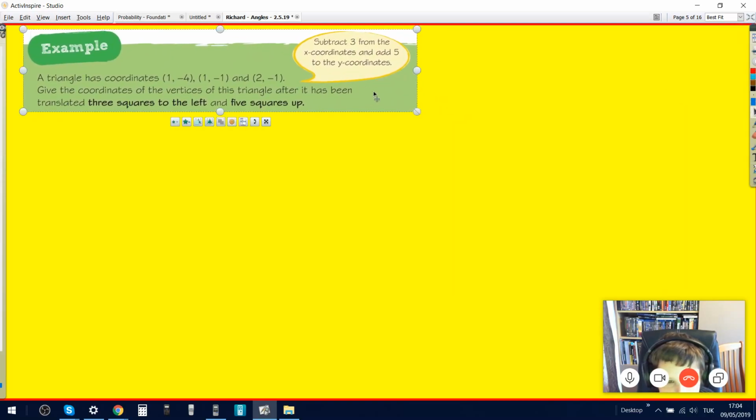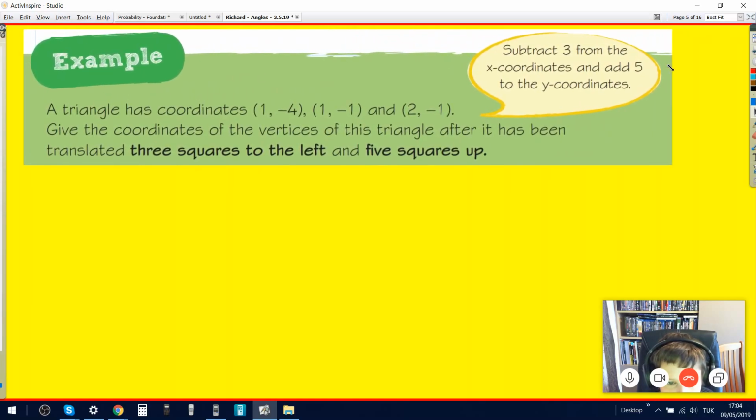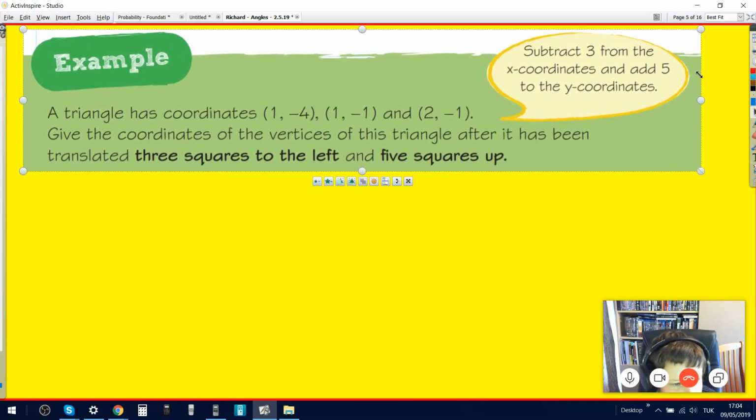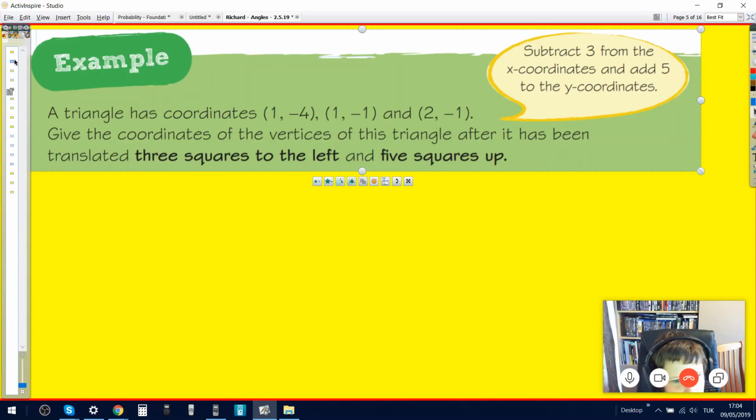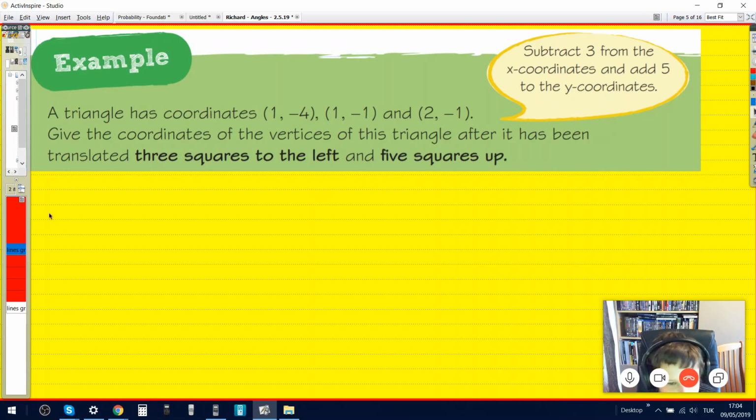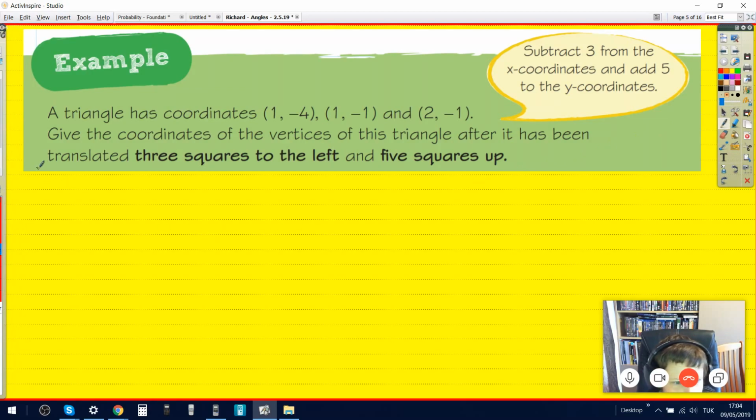Okay. How about this one? Okay, so a triangle has coordinates 1, -4, 1, -1, and 2, -1. Give the coordinates of the vertices of this triangle after it has been translated 3 squares to the left, and 5 squares up.